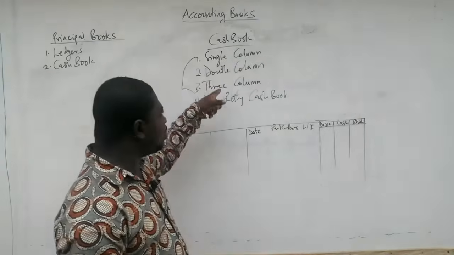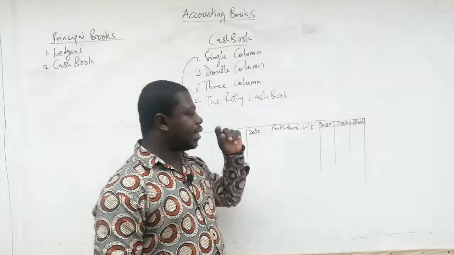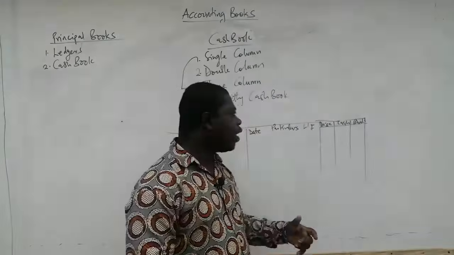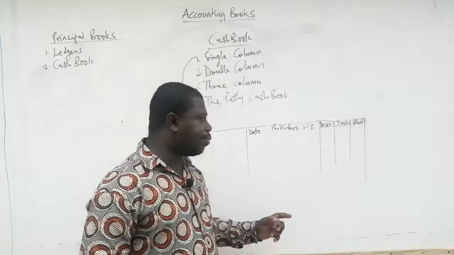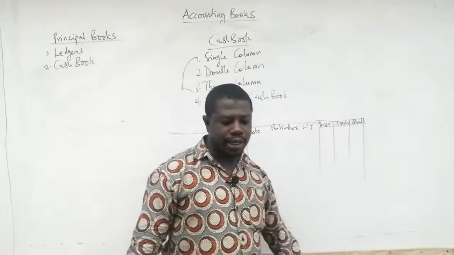So the difference between them is just about the amount column. The format will be the same, but the single column cash book has one column, either the cash column or the bank column. The double column has a column for both cash and bank, and then the triple column has three columns for amounts, which is discount, cash, and then the bank.